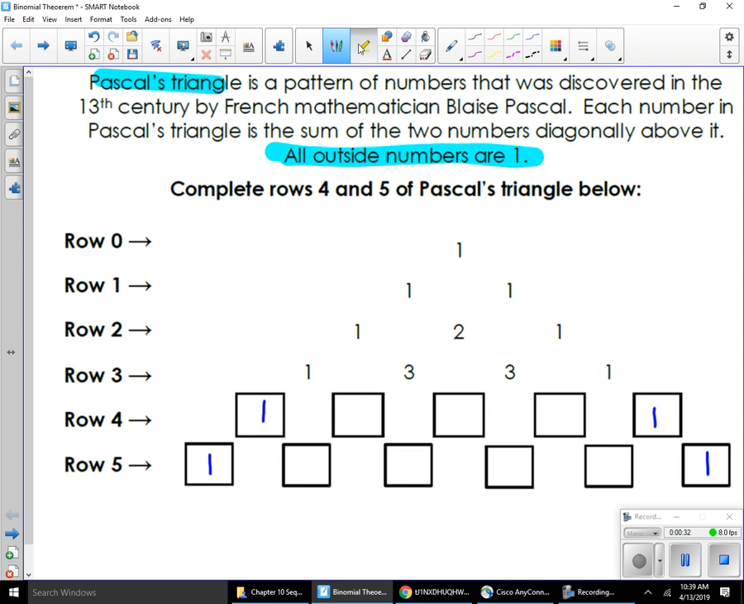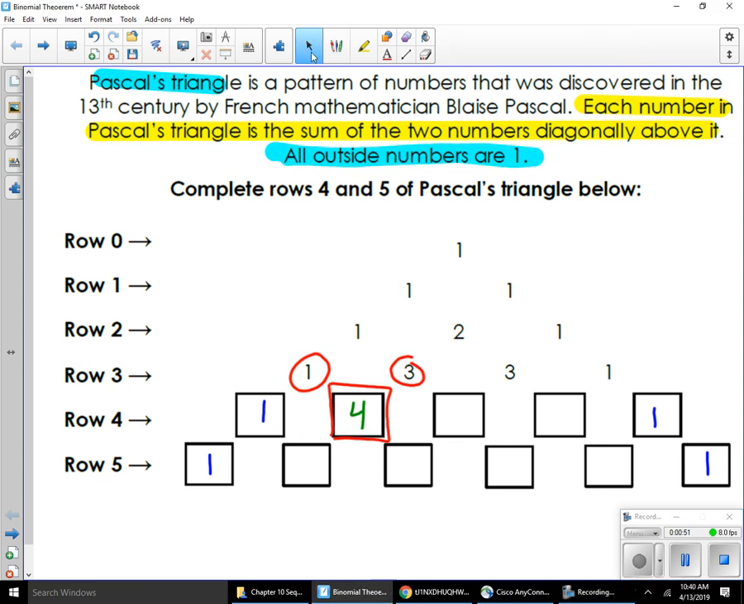To get all the inside numbers, well, getting the inside numbers is just adding the two numbers diagonally above it, which is weird to say out loud, but in practice just means I'm going to take this 1 and this 3, and their sum will go in that box. So 1 plus 3 is 4. I can continue doing that to fill in every blank.